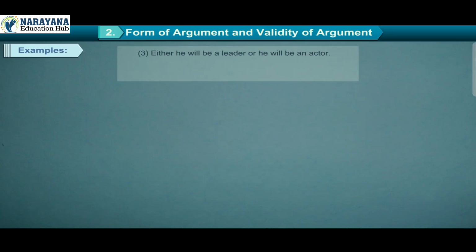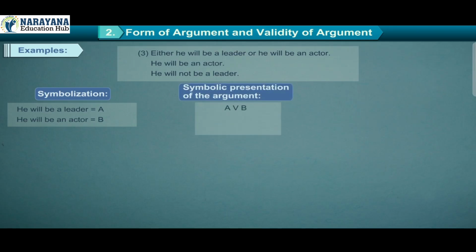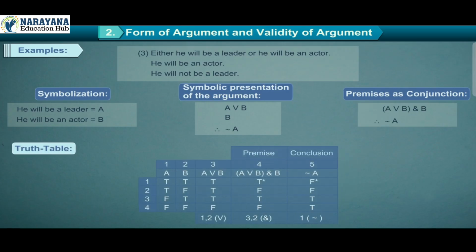3. Either he will be a leader or he will be an actor. He will be an actor. He will not be a leader. Symbolization. He will be a leader is equal to A. He will be an actor is equal to B. Symbolic presentation of the argument. Either A or B. B. Therefore, not A. Premises as conjunction. In bracket, either A or B, bracket over, and B. Therefore, not A. Truth table.